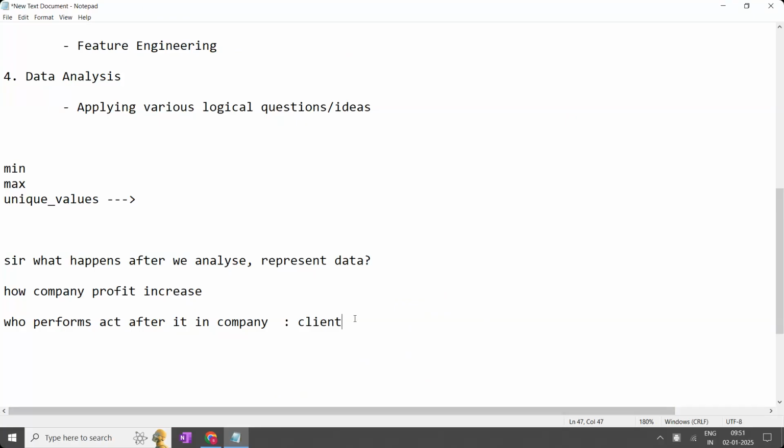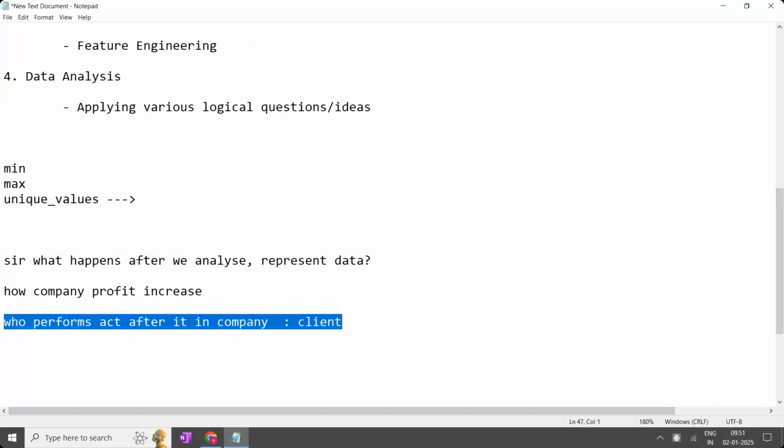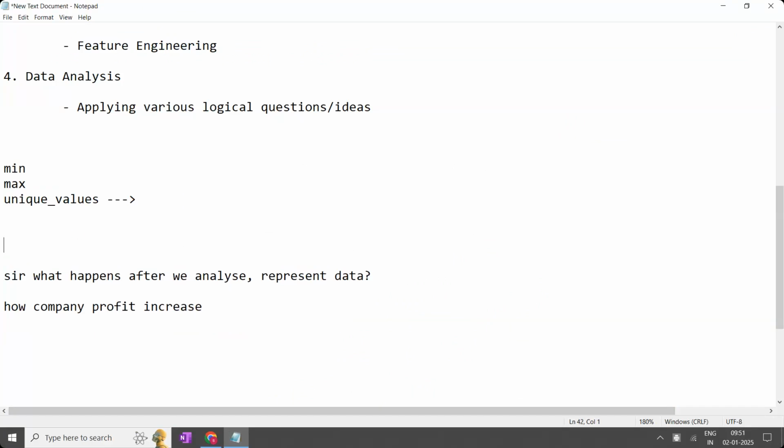Okay, this is the first one. For the first question, this is the answer: the client will perform the act, not someone in the company. Whatever analysis we do, we are going to present it. After the presentation, from whatever he has observed, he is going to do the further things. Is the point clear?